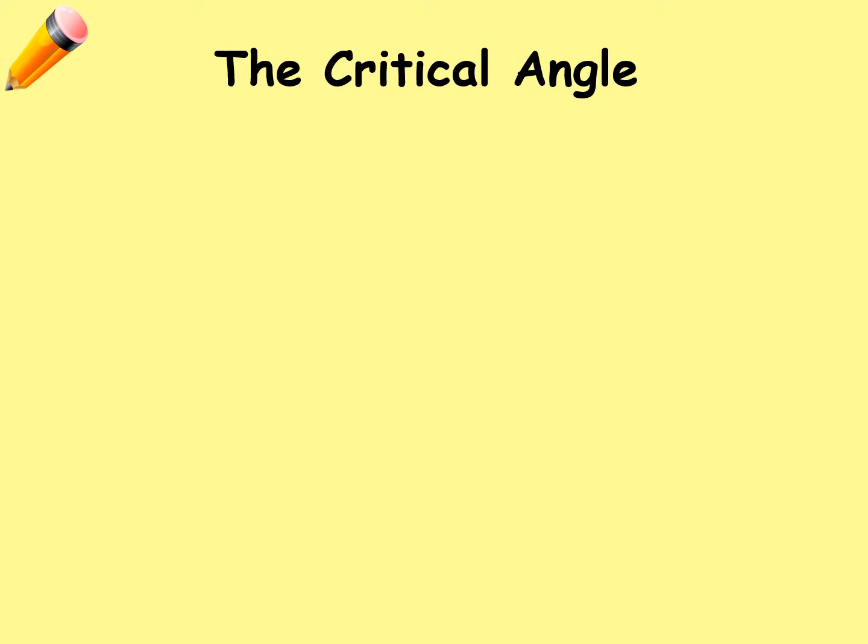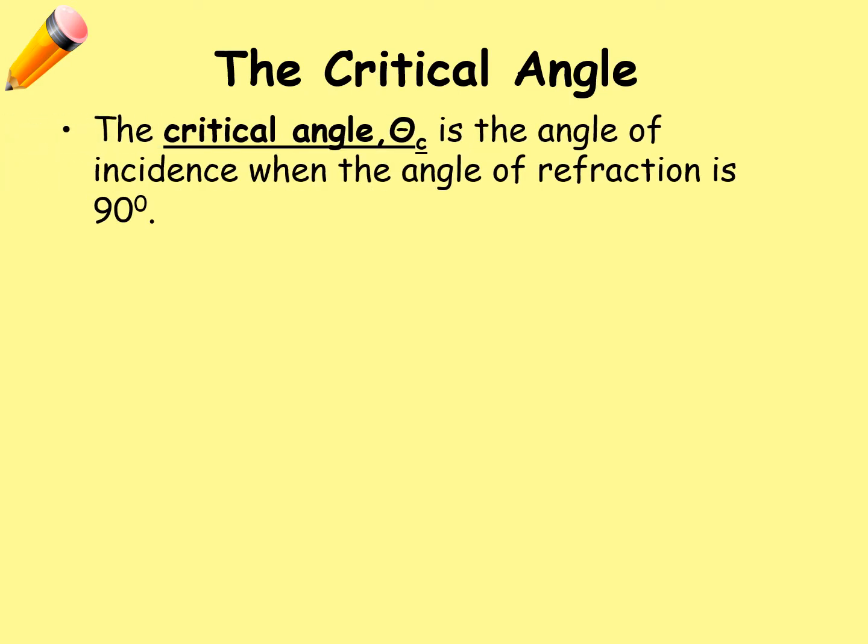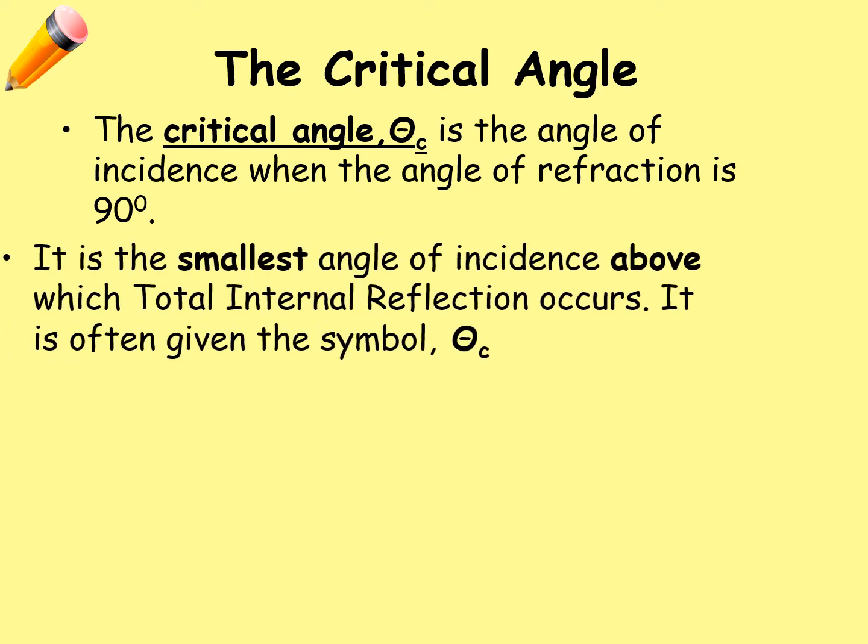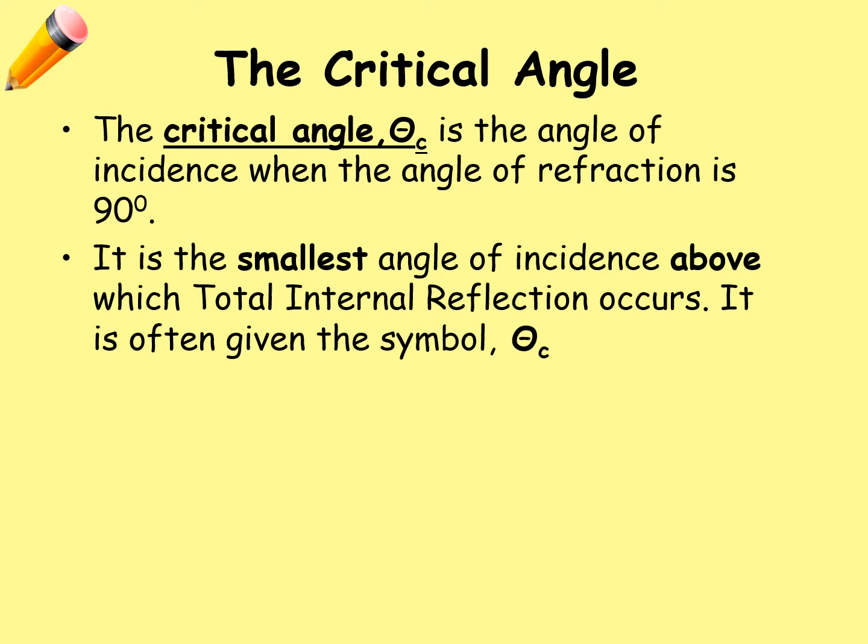The critical angle. The critical angle, theta c, is the angle of incidence when the angle of refraction is 90 degrees. It is the smallest angle of incidence above which total internal reflection occurs. It is often given the symbol theta c.